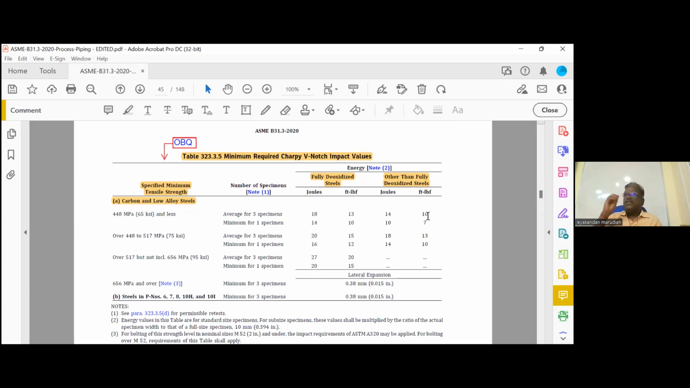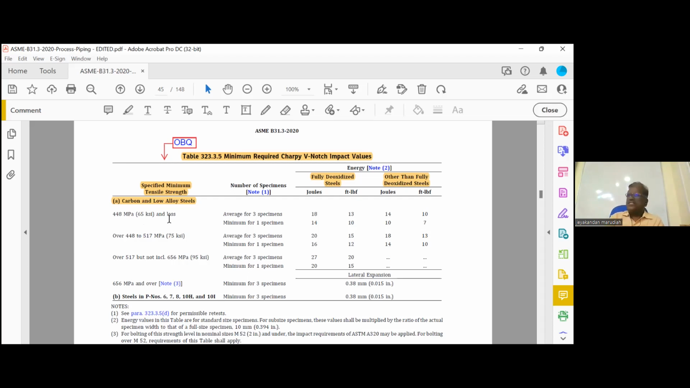Now, the exam question itself will clearly say whether it is fully deoxidized or not. So don't worry about how I know whether it is fully deoxidized or not. The exam question will be clear. So we will take it as other than fully deoxidized. So what should be the average for 3 specimen? 10. Minimum for 1 specimen is 7.